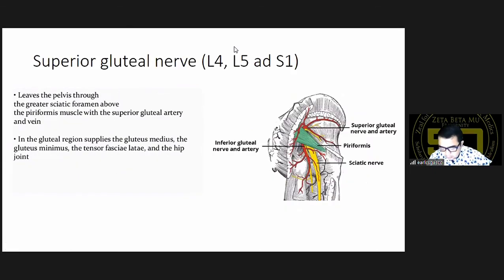Next is the superior gluteal nerve. It leaves the pelvis through the greater sciatic foramen above the piriformis muscle, together with the superior gluteal artery and vein. In the gluteal region, it supplies the gluteus medius, the gluteus minimus, the tensor fascia lata, and the hip joint. Superior gluteal nerve is from L4, L5, and S1 nerve roots.